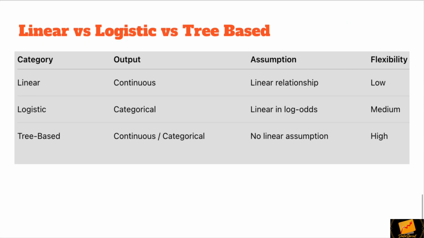Linear regression is best for simple problems where relationships are approximately linear. Logistic regression is used when we need to predict categories based on probabilities. Tree-based models are best for complex real-world datasets where relationships are non-linear and difficult to model using equations.